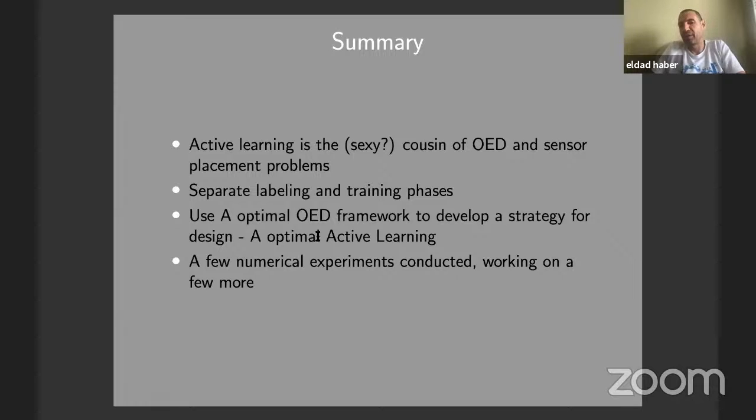And again, optimal design is a very old thing. Optimal design for inverse problems, I worked on this problem with Luis Tenorio over 10 years ago, so it's also not so new. But optimal active learning is what we call it, because I think it's more faithful to give it the original name of optimal rather than some other strange name. We've done a few numerical experiments. We are working on new ones.